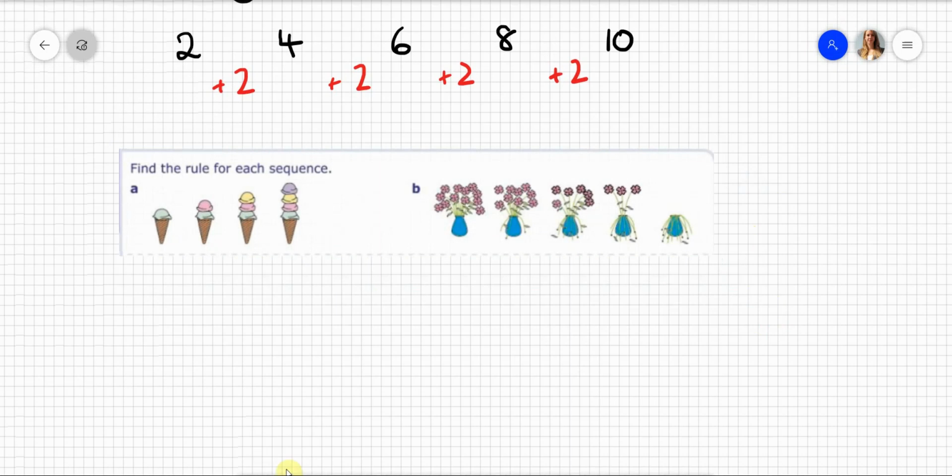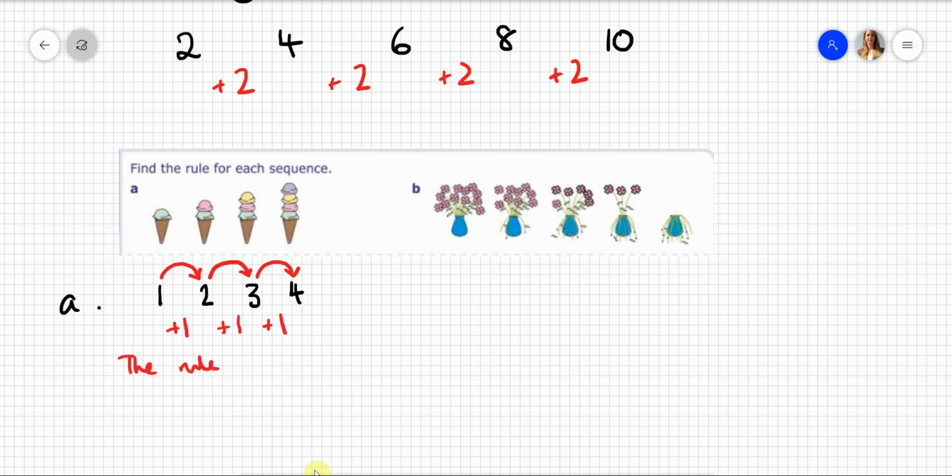So, for part A, what's happening? We've got one flavour in the first cone, 2 flavours in the second cone, 3 in the third cone, and 4 in the fourth cone. So our rule to get from one term in the sequence to the next one is to add 1. From 1 to 2, that is adding 1. From 2 to 3, that is adding 1. From 3 to 4, that is adding 1. So we can make that really clear and say the rule is add 1.